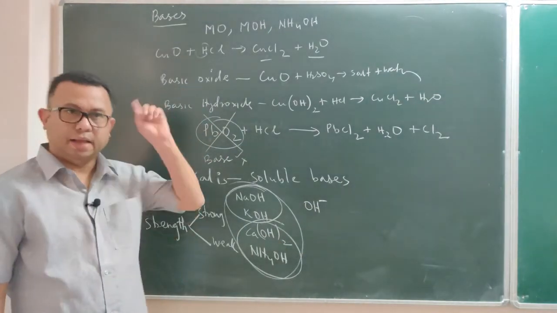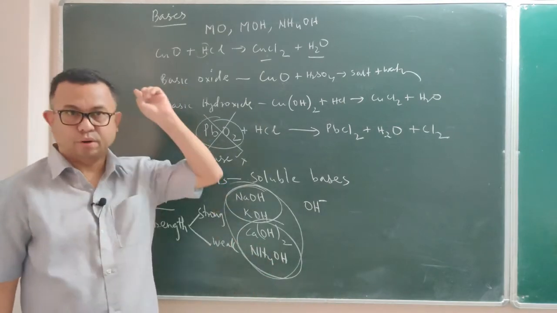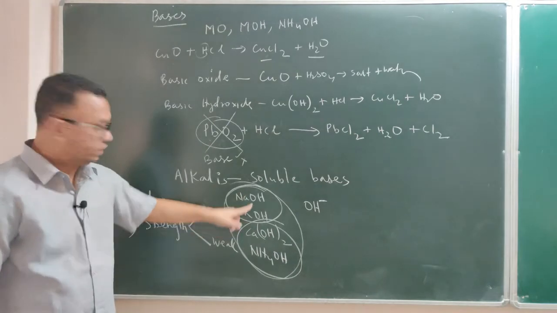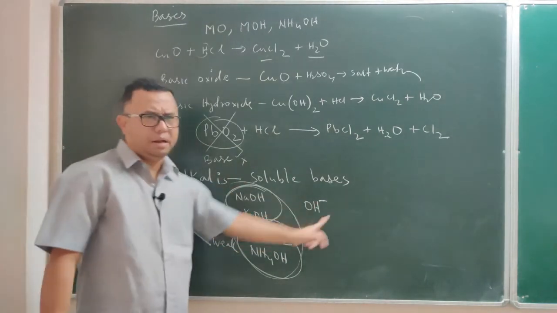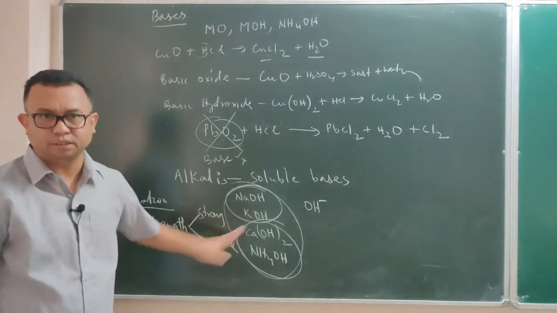Hydroxyl. In acid we said a strong acid is that which produces plenty of hydronium ion. Hydronium for acid, hydroxyl for base. So that means KOH and NaOH, when you dissolve them in water, produce so much hydroxyl ion that is why we consider them as very strong alkalis, strong bases.